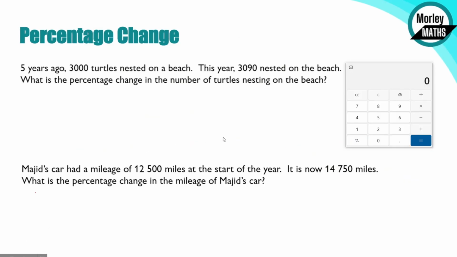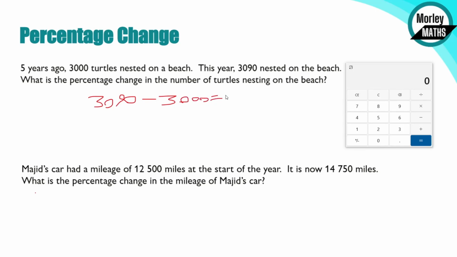Okay, we've got another couple of practice questions. Again, have a go at these. Ask any questions. If you get any of these wrong, let me know in the comments and I'll try and answer them in the comments. So first question then. 5 years ago, 3,000 turtles nested on a beach. This year, 3,090 nested on the beach. What is the percentage change in the number of turtles nesting on the beach?